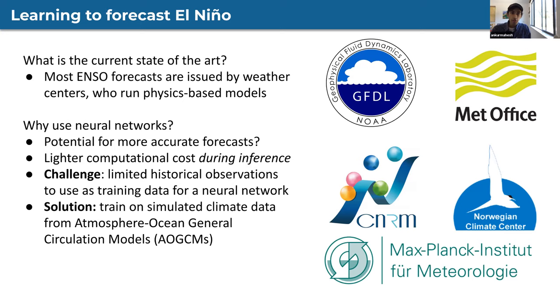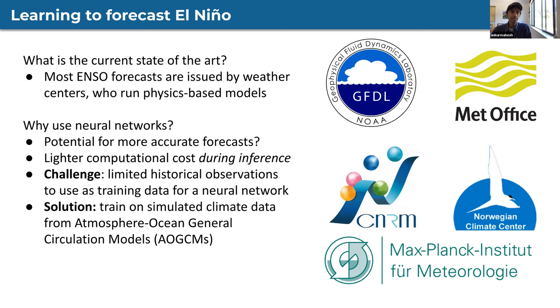The challenge with using neural networks is that there are limited historical observations, only about 40 years of reliable historical observations to use as training data. So we'll explore training on simulated data from general circulation models. Next slide.